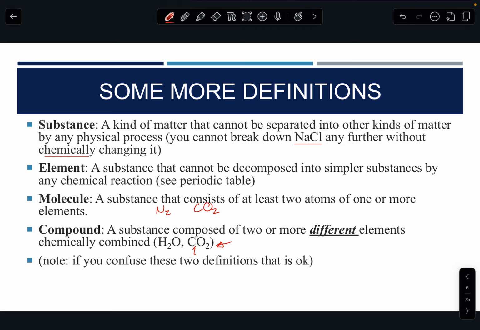CO2 is considered a compound because the elements are different, but you cannot consider N2 to be a compound because the atoms are the same in this. However, there are more than one atom, so we can call it a molecule. Compounds must have two or more different elements. Molecules can have one element or more. So a molecule is a type of compound in that.